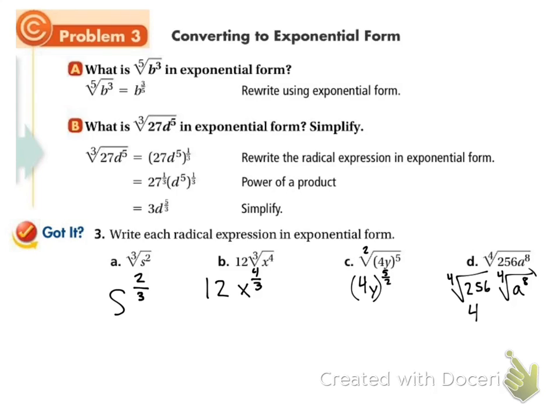And now I can rewrite this with an exponent. So this is a to the 8/4. We can simplify that one more time. That's 4a to the, right? Because 8 divided by 4 is 2. So this is just a squared.